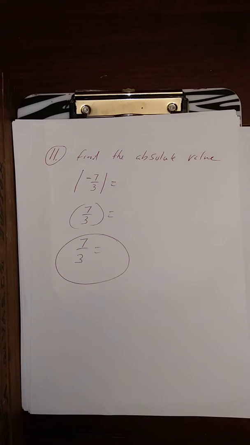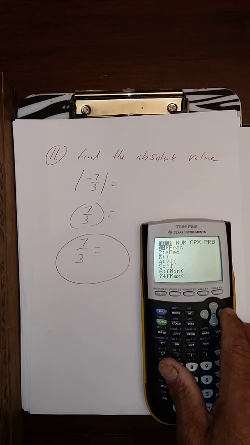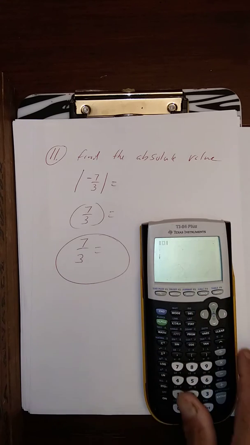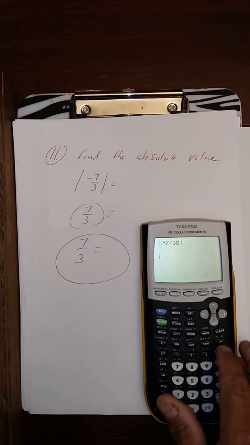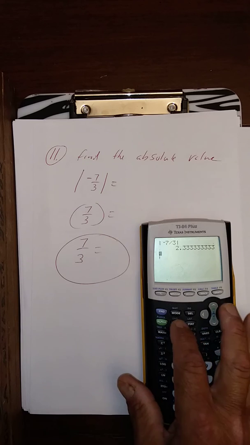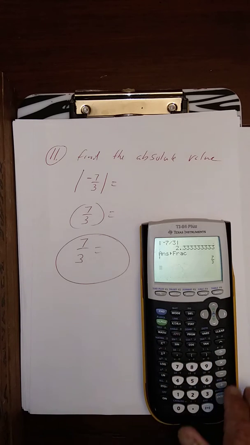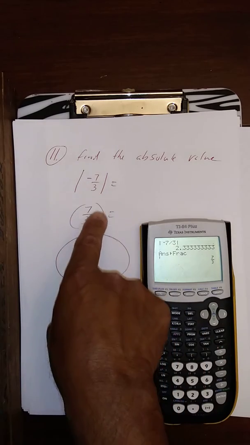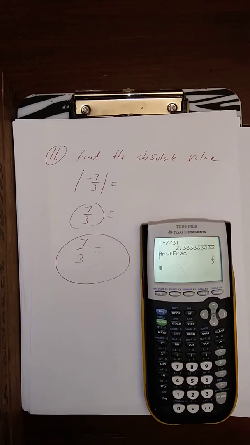Find the absolute value of that. Okay, calculator again. Math, numbers, absolute value of negative 7 divided by 3, and that's it. Is that number. So go math, fractions, page it back. So absolute value of that is this, 7 over 3. That one you convert it back to a fraction.